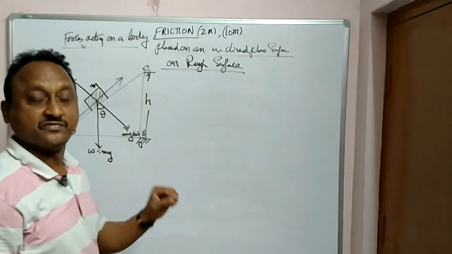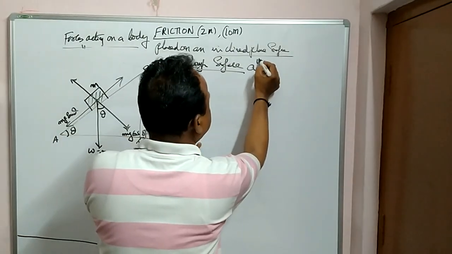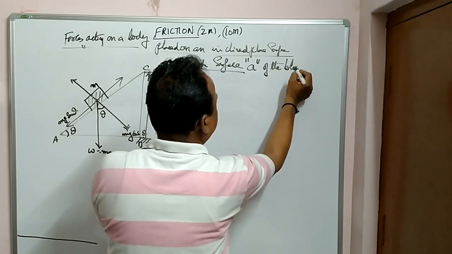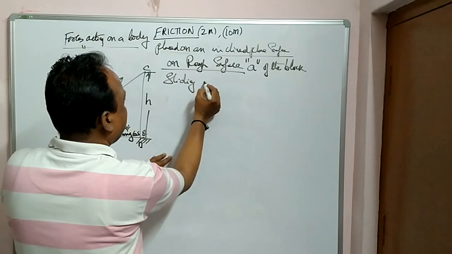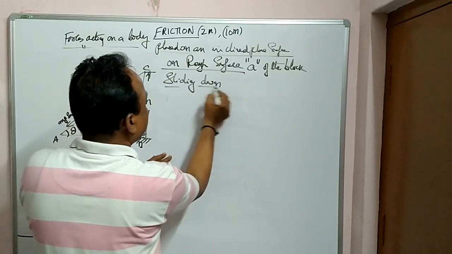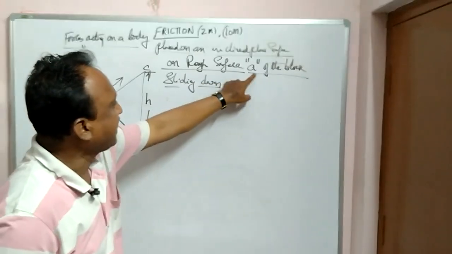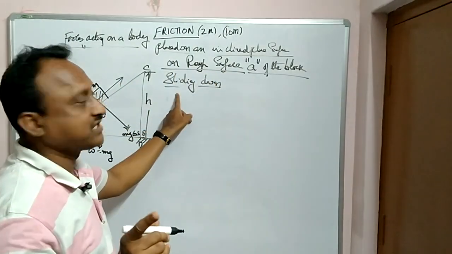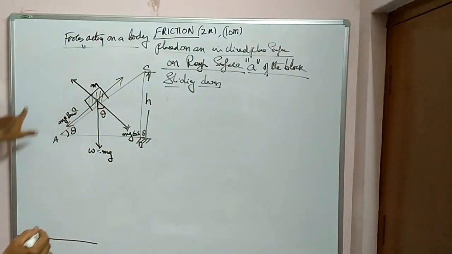On rough surface, we will try to derive the acceleration of the block sliding down. We will try to derive the acceleration of the block on which surface? Rough surface. Because if you get the rough surface, the smooth surface comes easily. So let us look at the rough surface. See this diagram here.